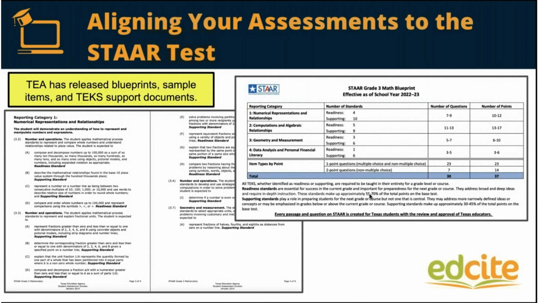Because as you notice in their descriptions, they said that those readiness standards are going to make the bulk of the assessment questions. And then those supporting standards, you still need to make sure you're covering them, giving students experience with them, but just understanding the ratio of how those will show up is helpful when aligning your year-long assessments to what that STAAR test looks like. So that's really the content side of things. What are the questions actually measuring?